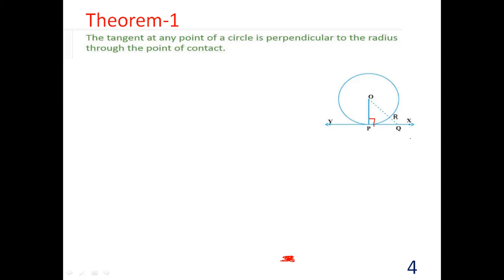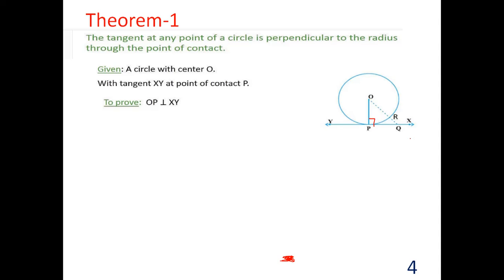A tangent is a line which is touching the circle, that much you remember. And we can have a number of tangents to a particular circle, because a circle is a collection of many points. So at every point of the circle we can have a tangent. Now a circle with center O is given with XY tangent at point of contact P. We have to prove that OP is perpendicular to XY.